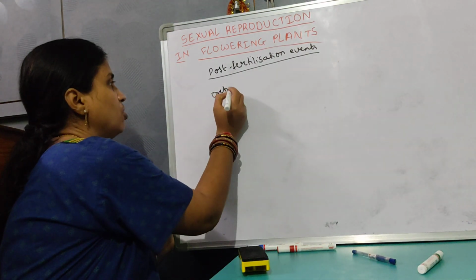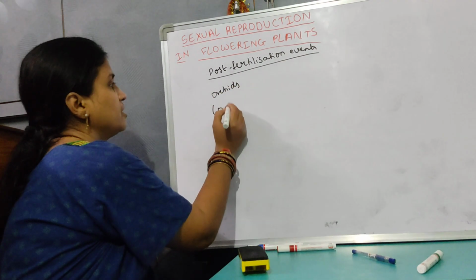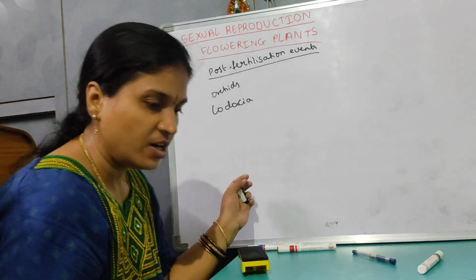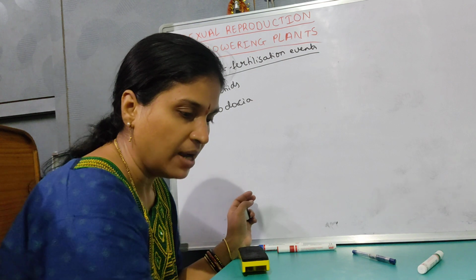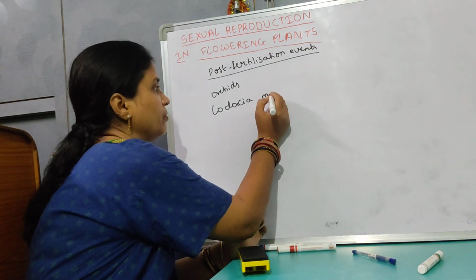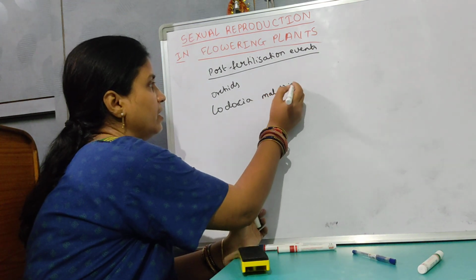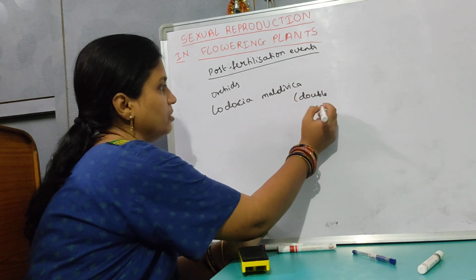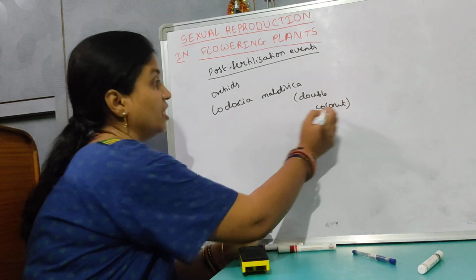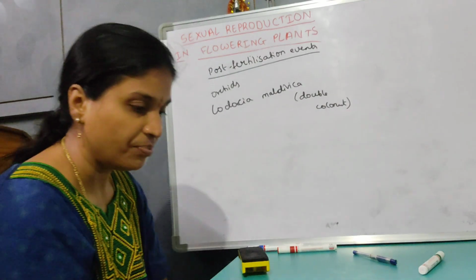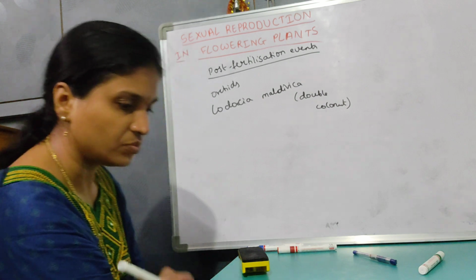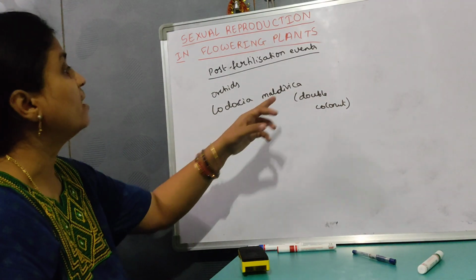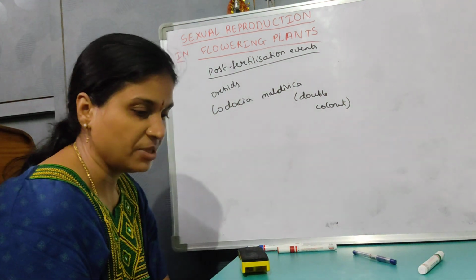Smallest seeds are present in orchids and the largest are present in Lodoicea maldivica. It is also called double coconut. Largest seed, Lodoicea maldivica, double coconut.